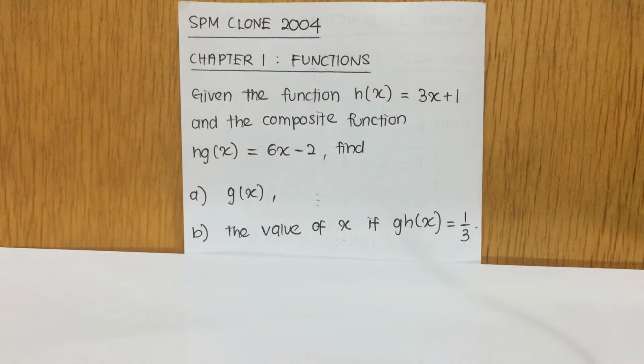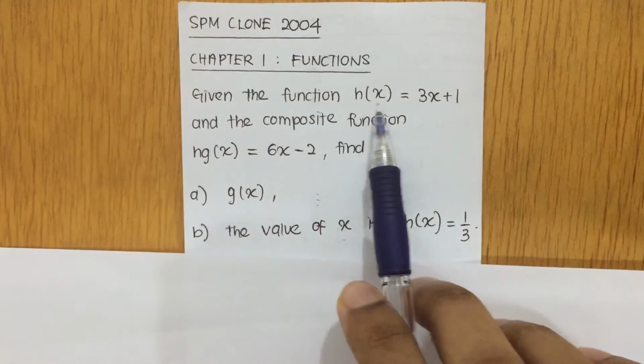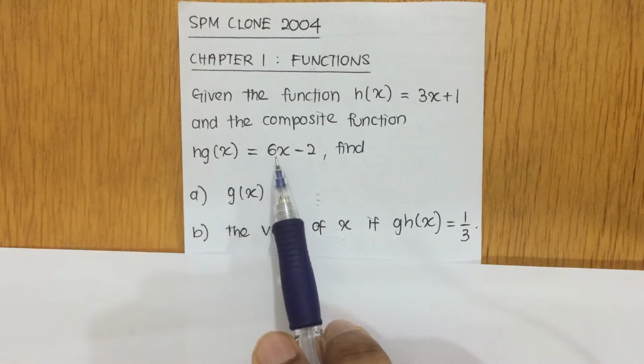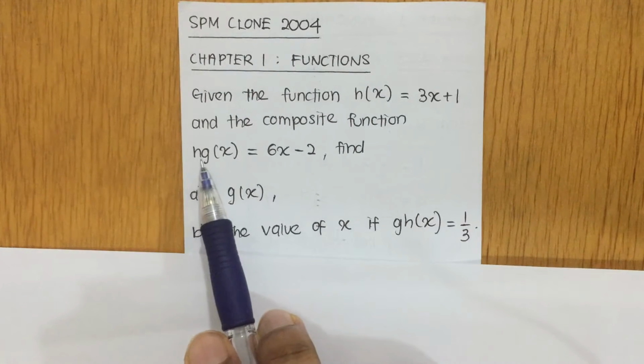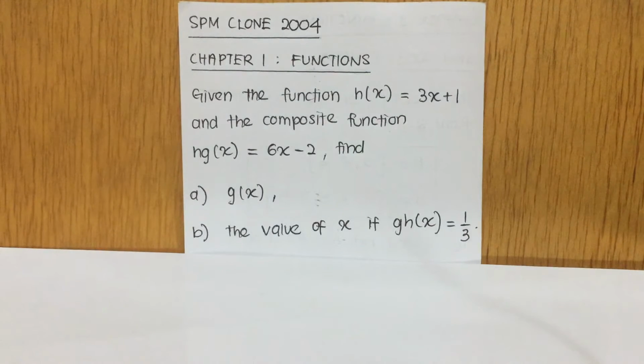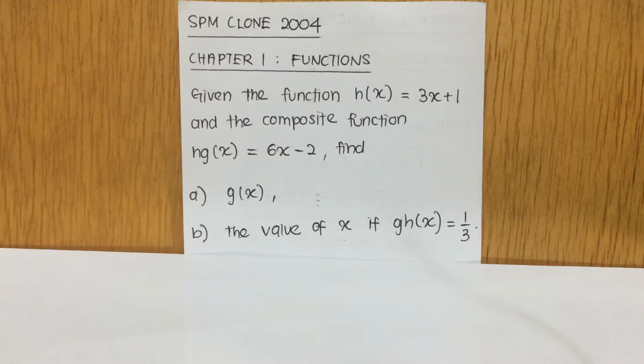As you look in part A, they ask you to find the function g(x). Let me look at the question again. Given the function h(x) is equal to 3x plus 1 and hg(x) is equal to 6x minus 2. So the outside function is already given and they require us to find the inside function. I'm going to show you the step-by-step working now. So please follow along with me so that you can understand better. Let me pull the paper up.